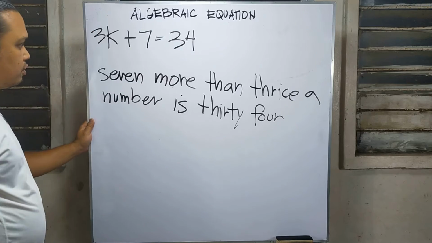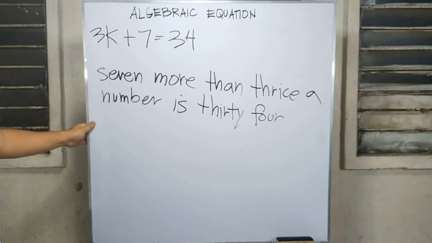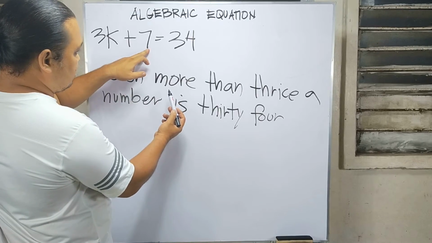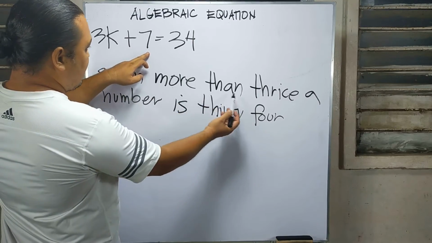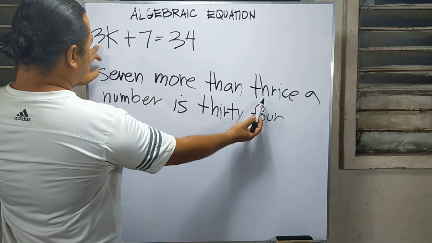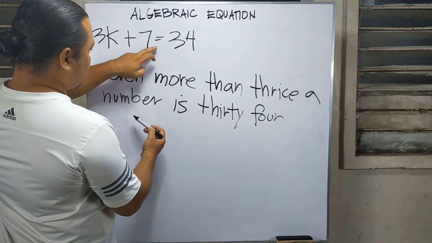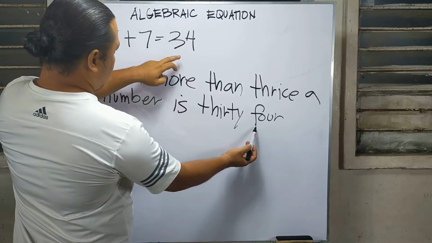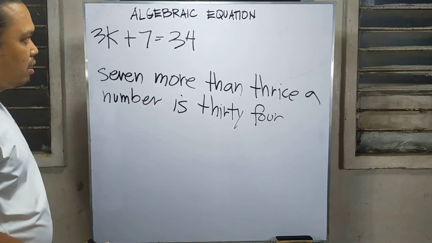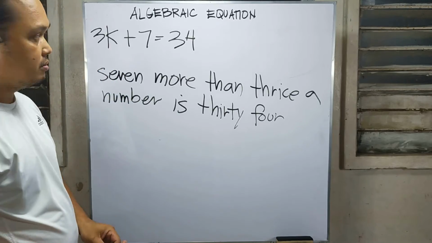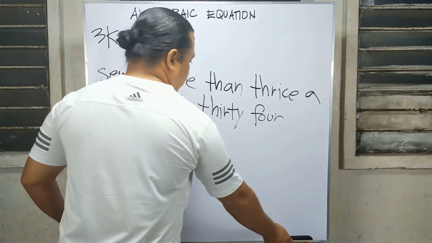Okay, we're going to read this. 7 more, this is plus 7, than thrice, that is 3 times a number, which is 3k, is equal to 34. Okay, that would be our word phrase for this algebraic equation. Now let's have some more examples.